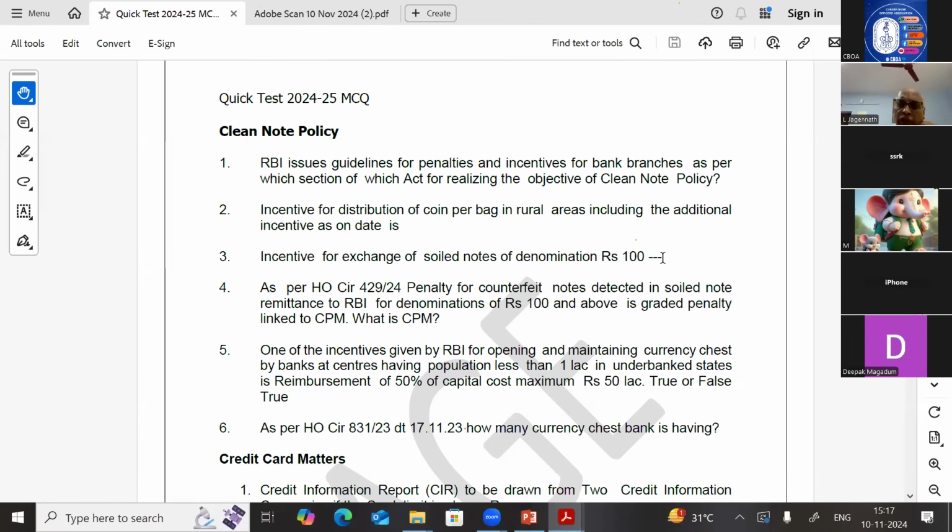Incentive for exchange of soiled notes of denomination of 100? I told you for soiled note, rupees 2 per packet, provided the denomination is up to and including 50 rupees. So for 100 rupees soiled note, there is no incentive. Answer is nil.